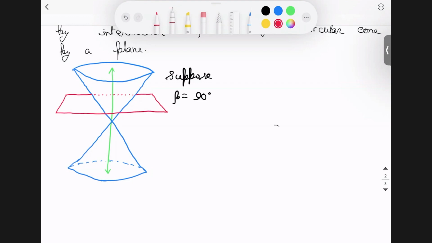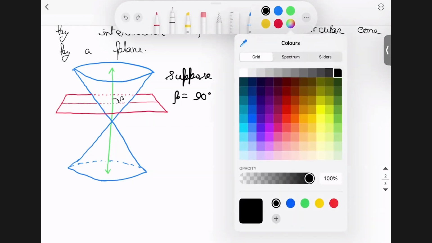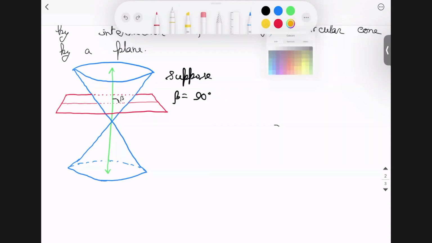If you understand it a little bit as a 3D image, you can clearly see that this angle beta here is clearly 90 degrees. Let us see this angle. This angle is 90 degrees. In that case, the conic section will be like this.